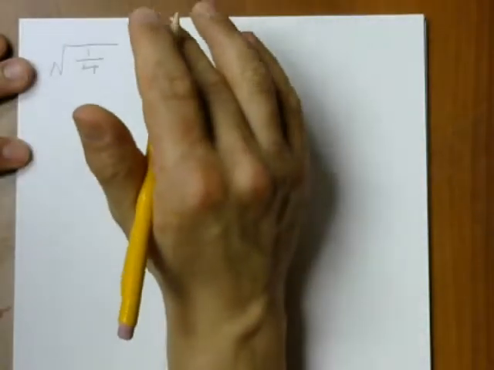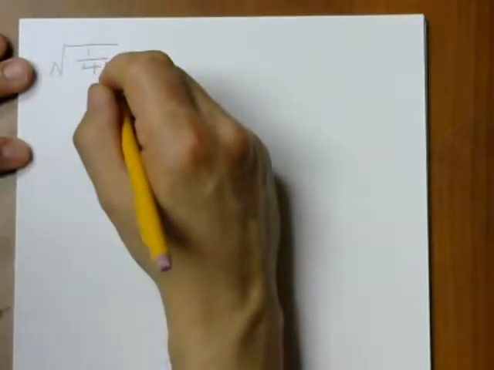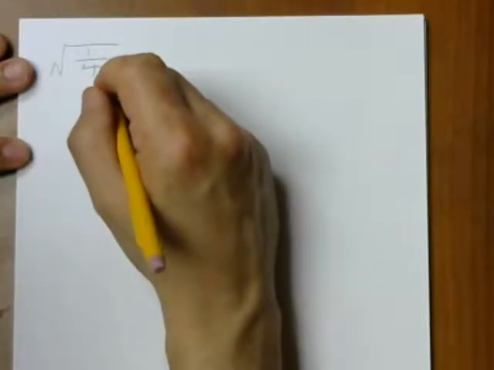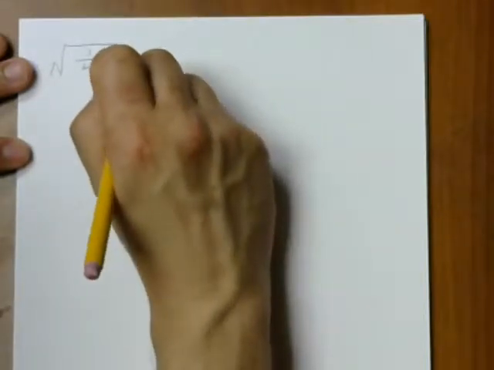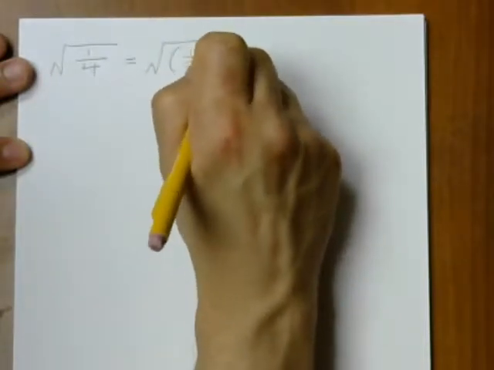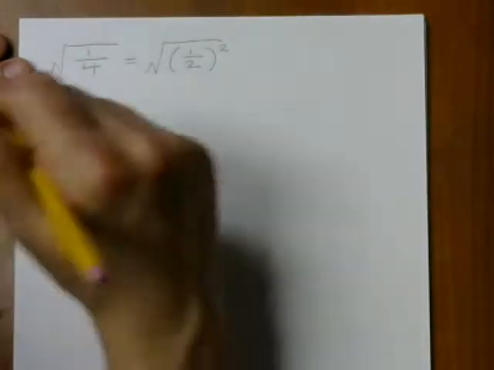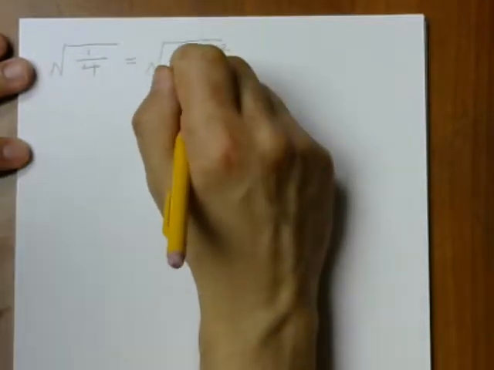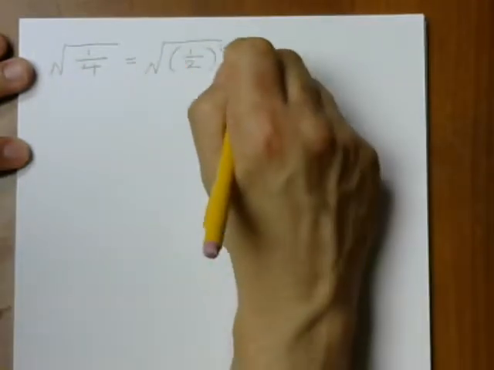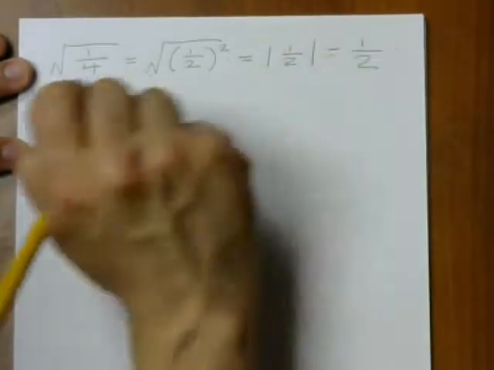But I do know that if I take the root of a number squared, then I get the absolute value of that number. So maybe I can rewrite 1/4 as a square. So I know that 4 is 2 squared and 1 is 1 squared. So 1/4 is going to be 1/2 squared. And then I just get the absolute value of 1/2, which is 1/2.